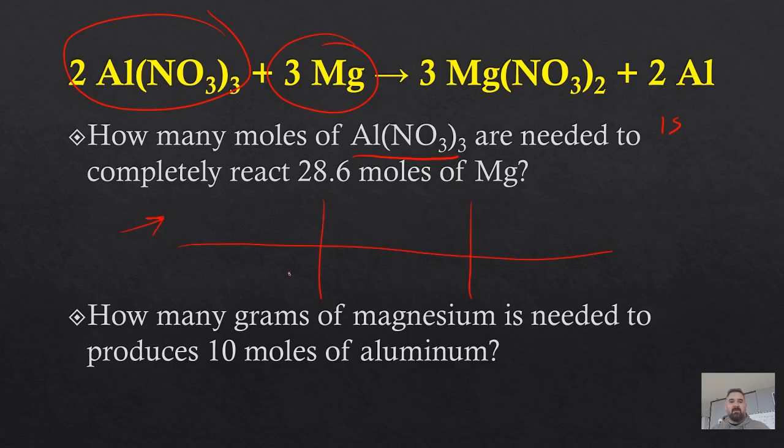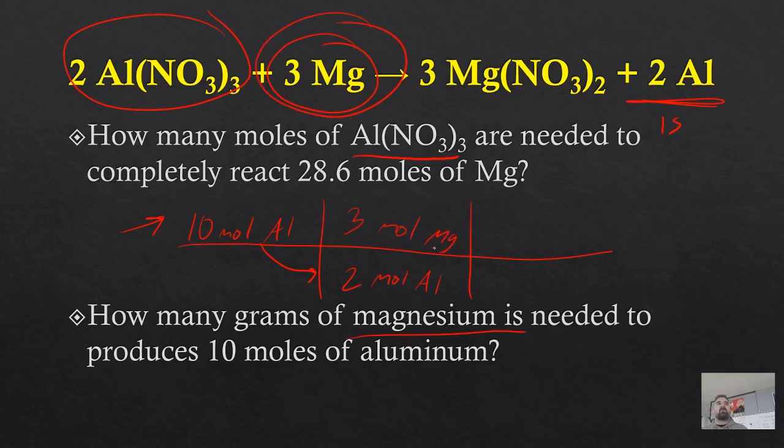What's our given information here? 10 moles of aluminum. What unit goes down here? Moles of aluminum. How many? 2. And then they're asking for magnesium. So what for magnesium? 3 moles of Mg. So the first step, what we did is we converted to moles of magnesium. Now what unit goes in this bottom box here? Moles of magnesium. Our last step is going to be to convert to grams. So how many moles of magnesium? 1 mole of magnesium. And how many grams is that?